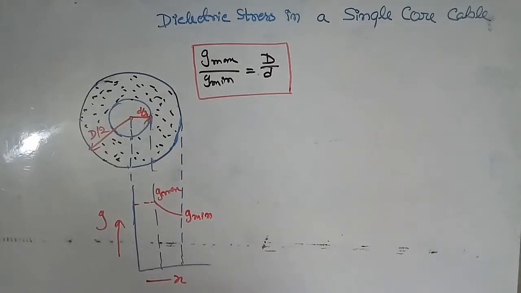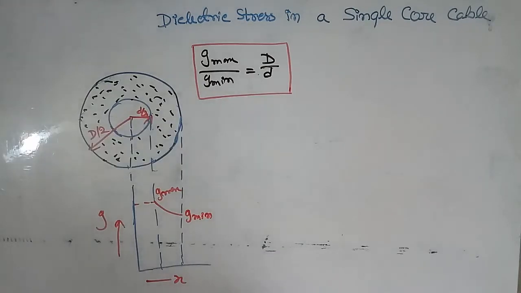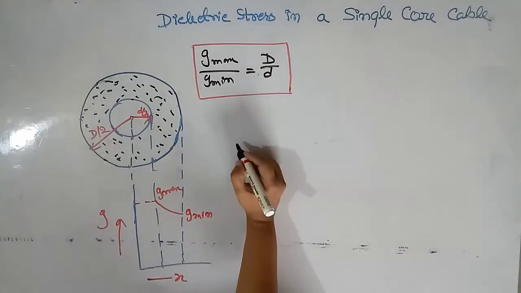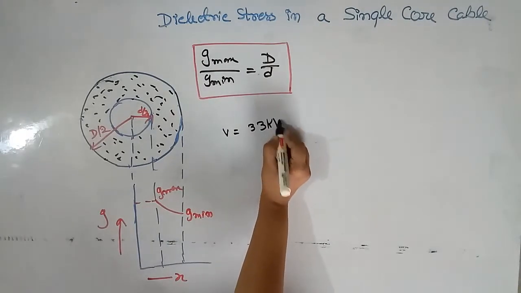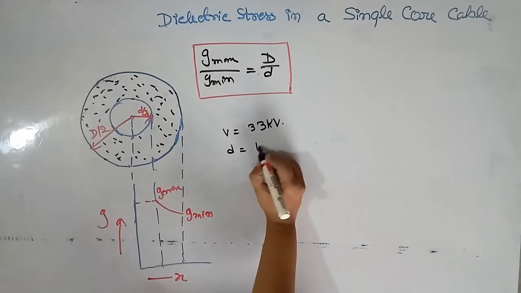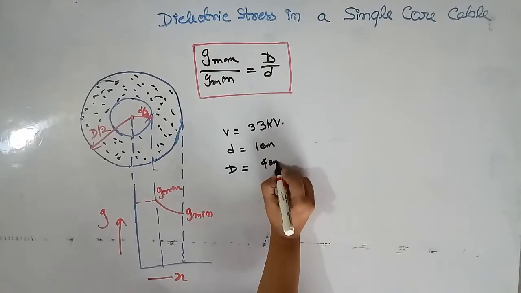Now we solve a problem. A 33 kV single core cable has a conductor diameter of 1 cm and a sheath of inside diameter 4 cm. Find the maximum and minimum stress in the insulation. So V is equal to 33 kV, small d is equal to 1 centimeter and capital D, that is sheath diameter, is equal to 4 centimeter.